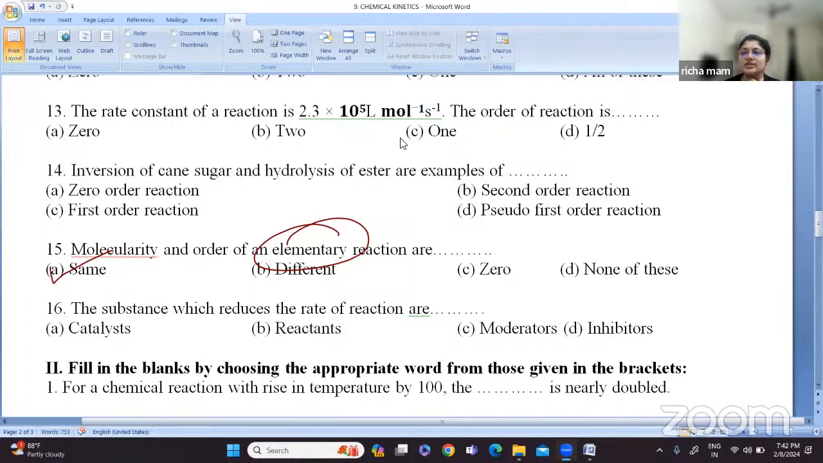Okay. Usha has answered it as D. Others? So the answer is D. Answer is D. So inhibitors.